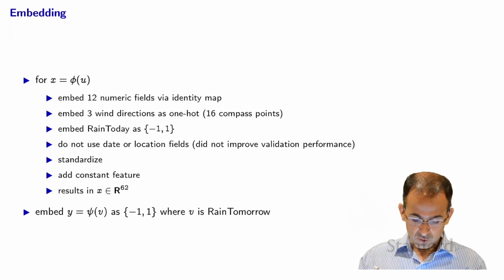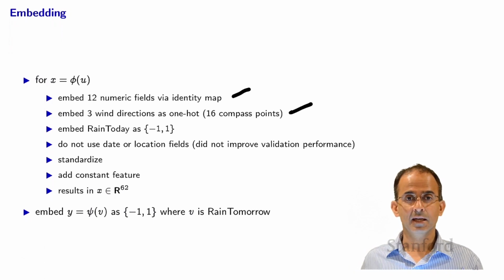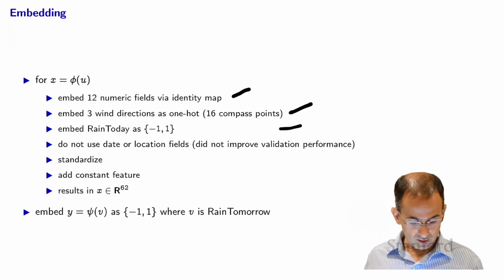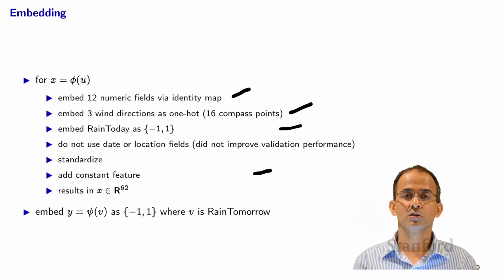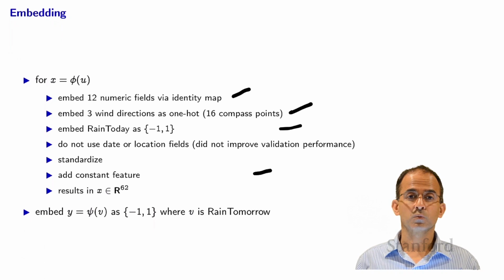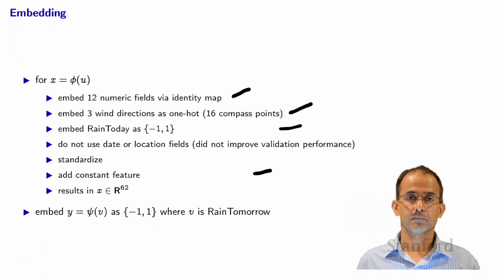How does this work out? Well, there are 12 numerical fields. There are 3 times 16 one hots, and so that's 48 plus 12, that's 60, and then there's rain today, so that's 61, and then there's the constant feature, and that gives us 62 dimensional x. The target variable is y, which is simply a Boolean categorical, whether it rains tomorrow or not, and that's simply embedded as -1 or 1.